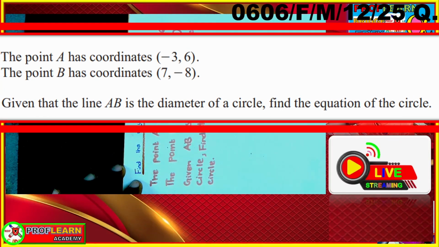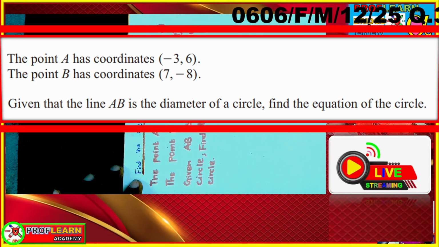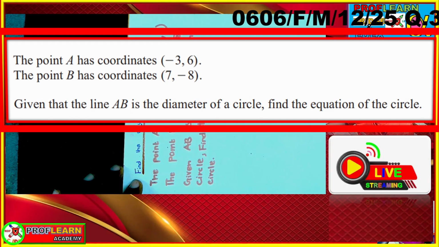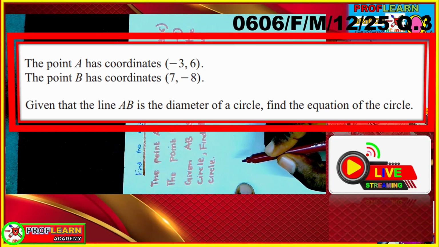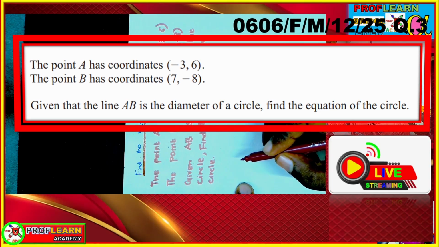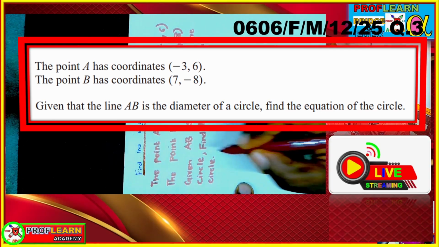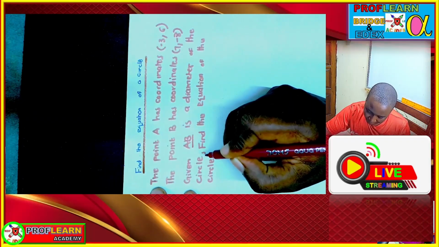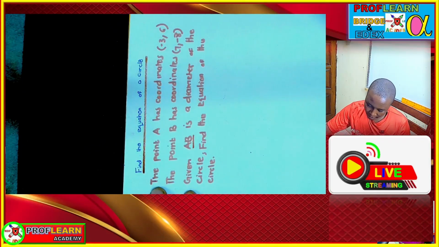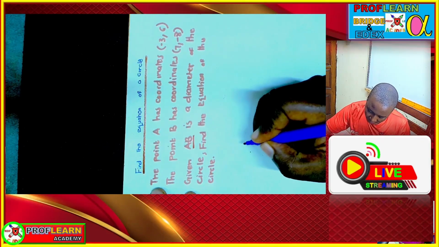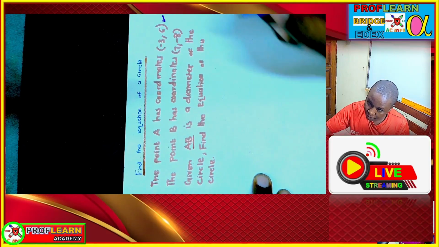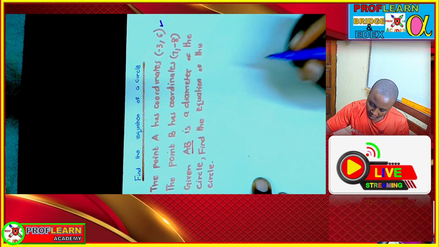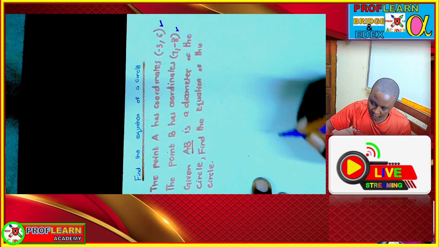In this particular video, we're going to have a look at how to find the equation of a circle, especially when you're given the coordinates of the diameter. Because you can see here, we are told that the diameter is AB, and this diameter is going to pass through the points negative 3, 6 and 7, negative 8.